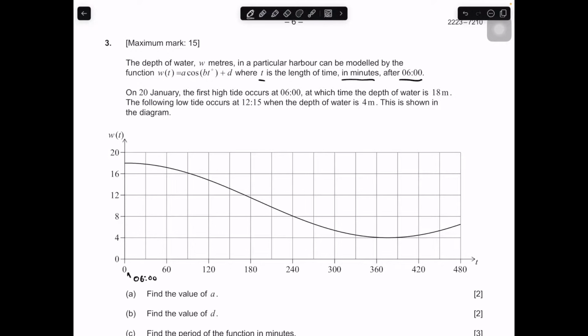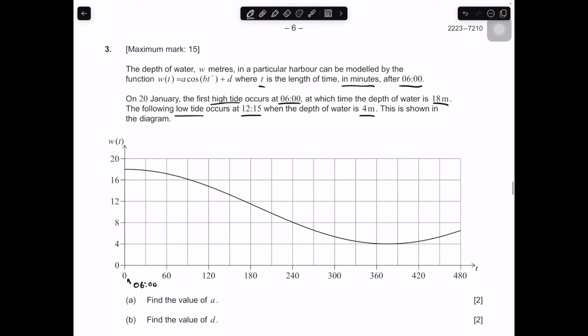They're also giving us a high tide, a maximum at this point at 6 in the morning, which again would correspond to t equal to 0, I suppose. And they're telling us that's 18 meters. And they're also giving us a low tide, 12:15, which is 4 meters. So they're giving us a max and a min in this instance as well.